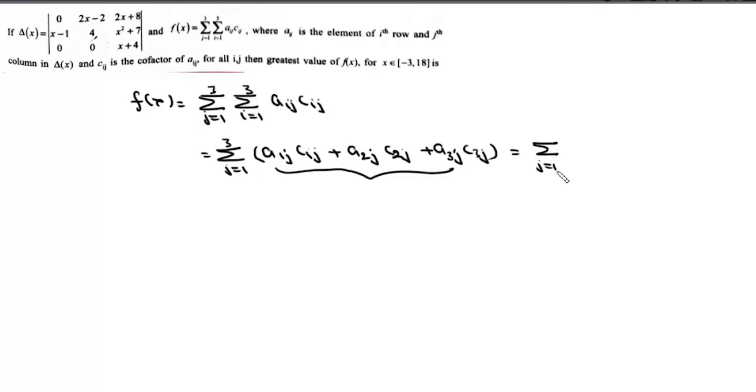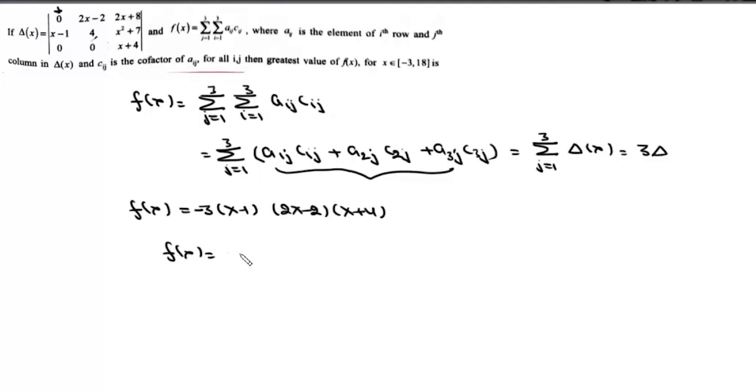So this is equal to this j varies from 1 to 3 and this delta. Now summation of this delta is simply 3 delta. So this function f(x) is nothing but 3 times value of this determinant. Now if we expand this determinant about first column, we'll get this as minus x minus 1, and then it'll be 2x minus 2 into x plus 4. So basically this function f(x) will be minus 6 (x minus 1) square into (x plus 4).